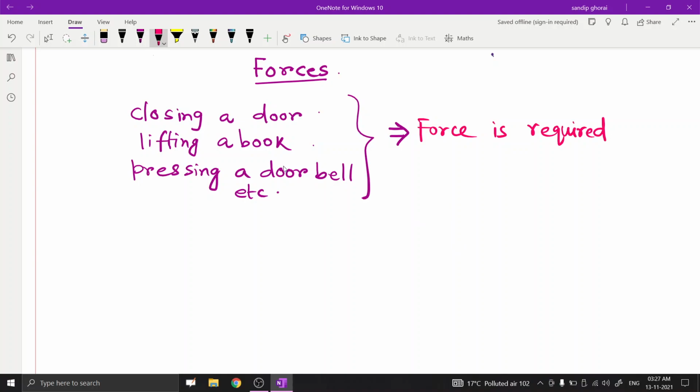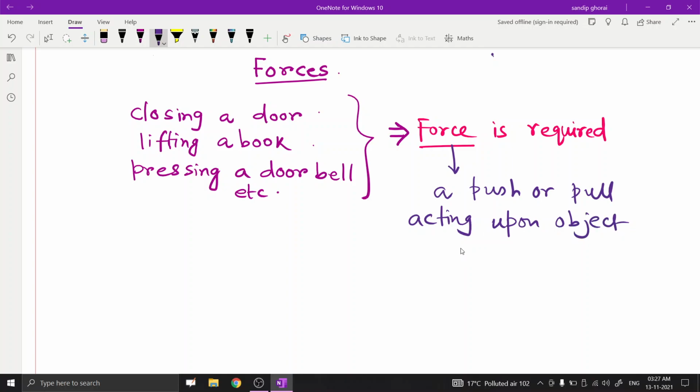Now, what is the definition of force? We can define force as a push or pull acting upon an object as a result of an interaction. This is the definition of force.